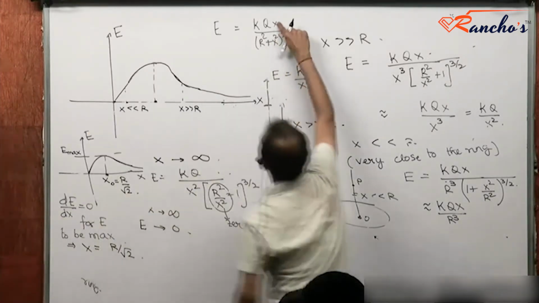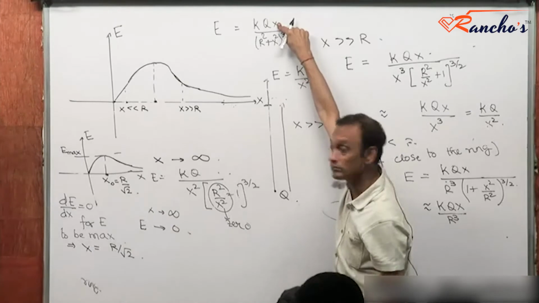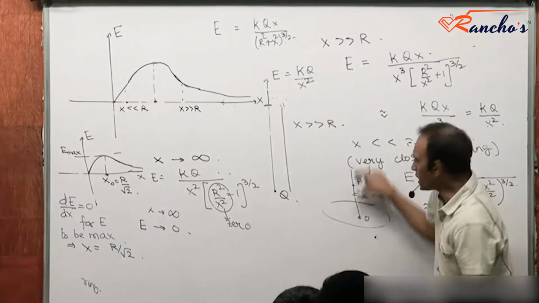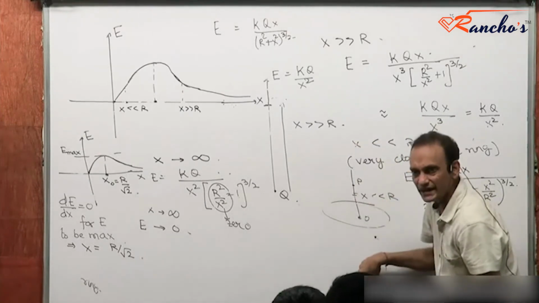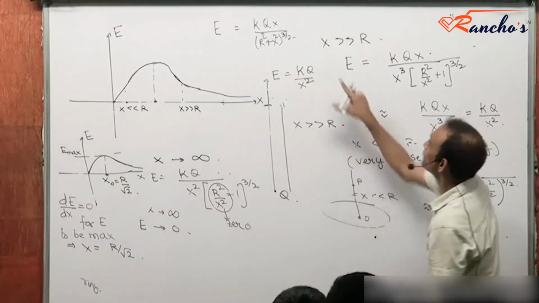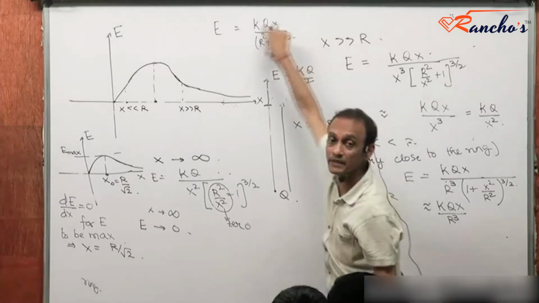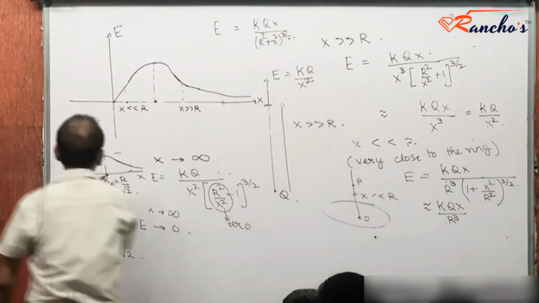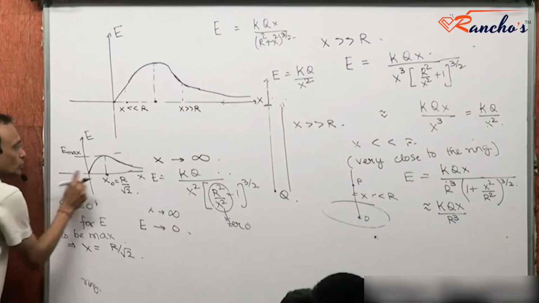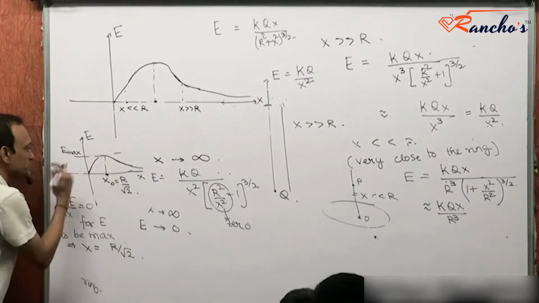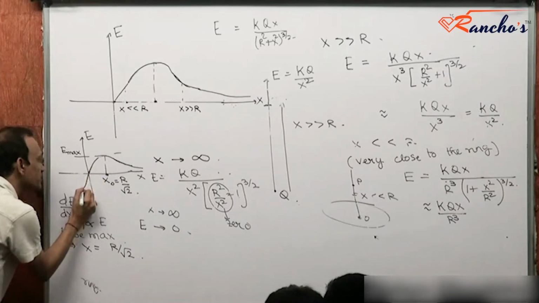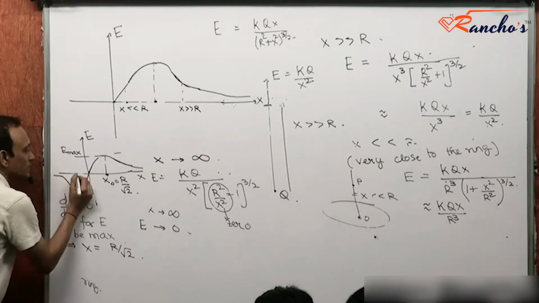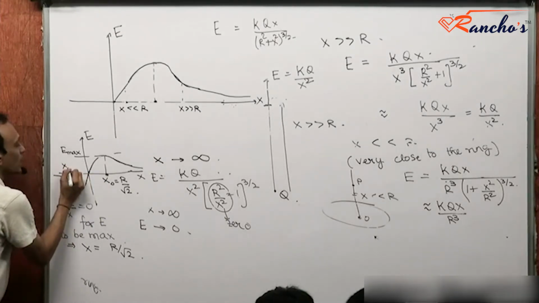If you supply negative values of x, that means below the ring, right? This was x equal to 0. These are positive values of x. Below the ring will be negative values of x. If you plug in negative values of x, you'll get the same magnitude, but the sign of E will change. That means you just reflect it like this for negative values of x. For a given x here, this will be x naught equal to minus r by root 2.